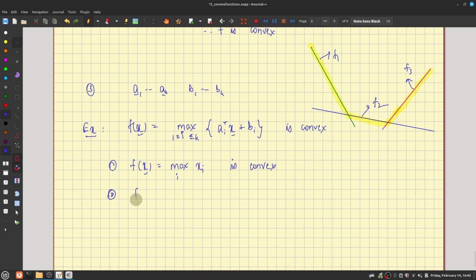Second, try to prove that if f is convex, then f of Ax plus b, so any composition of a convex function with an affine function, is also convex.